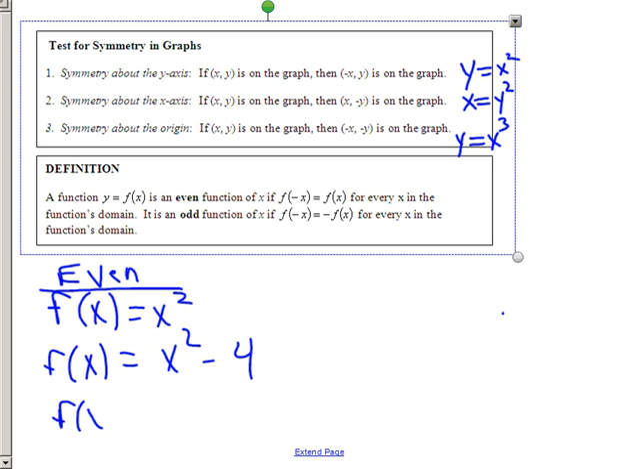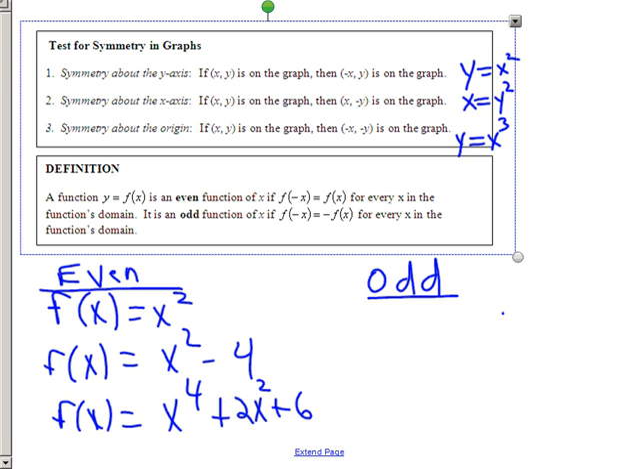Another even function could be a quartic. X to the fourth plus 2x squared plus 6 will be an even function, because every term is even. But that only works for polynomials. It does not work for rationals and others. Okay? Odd.